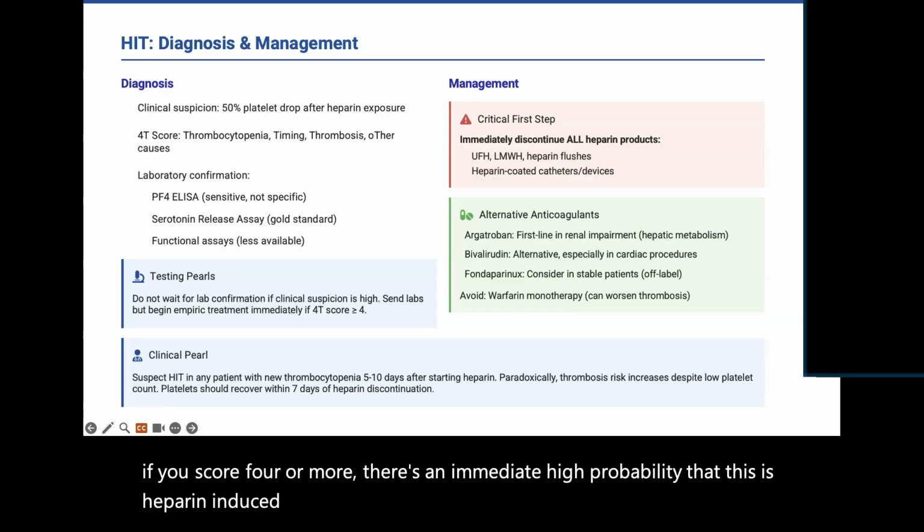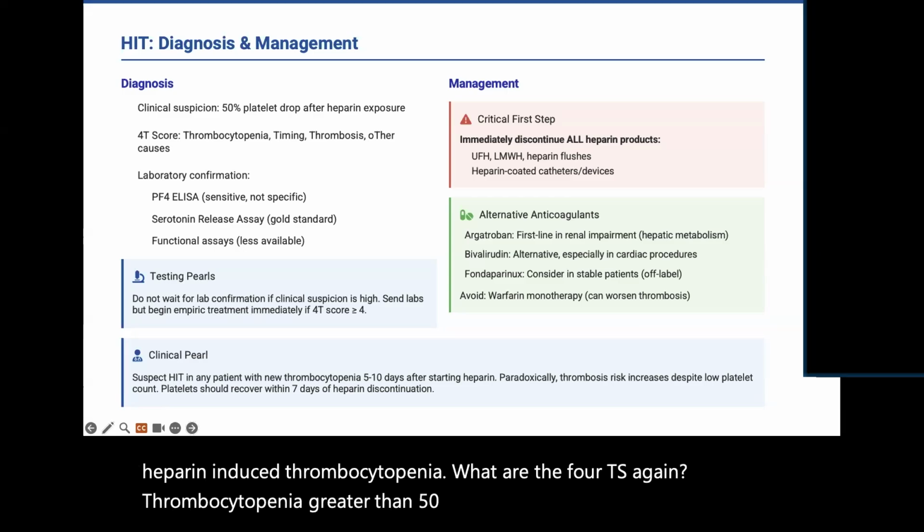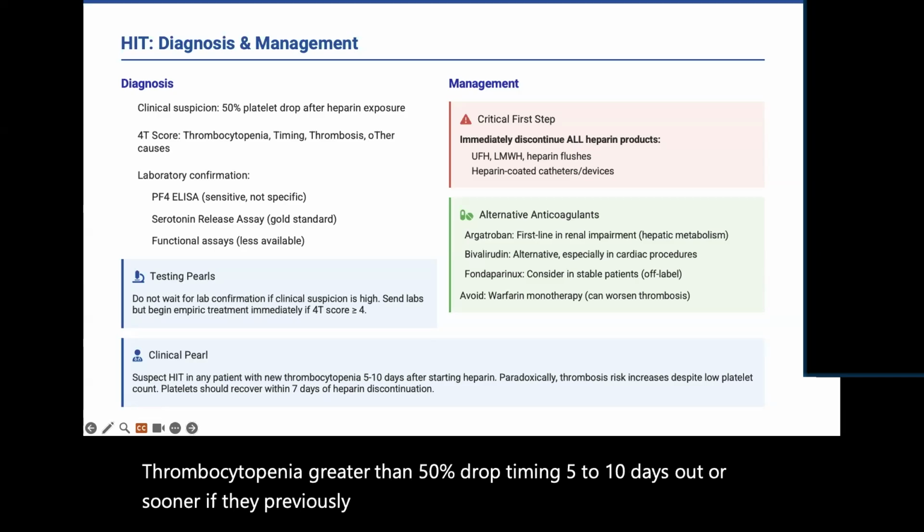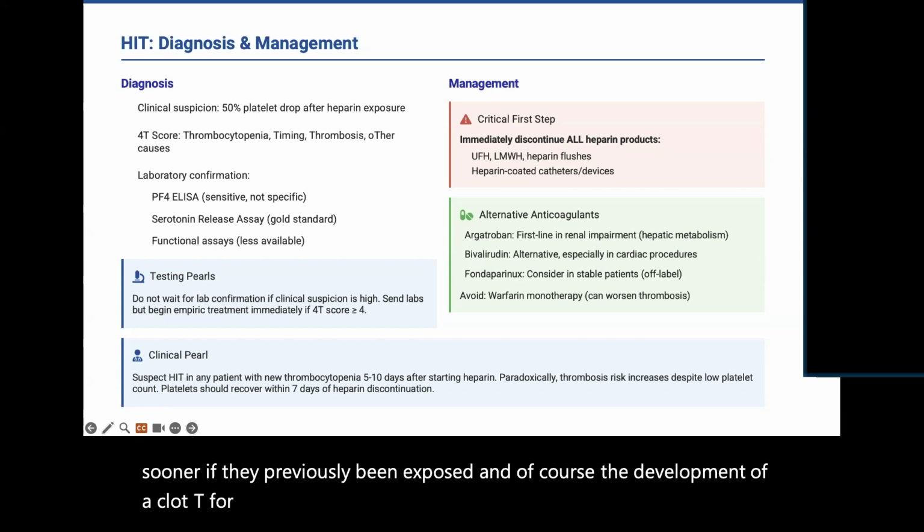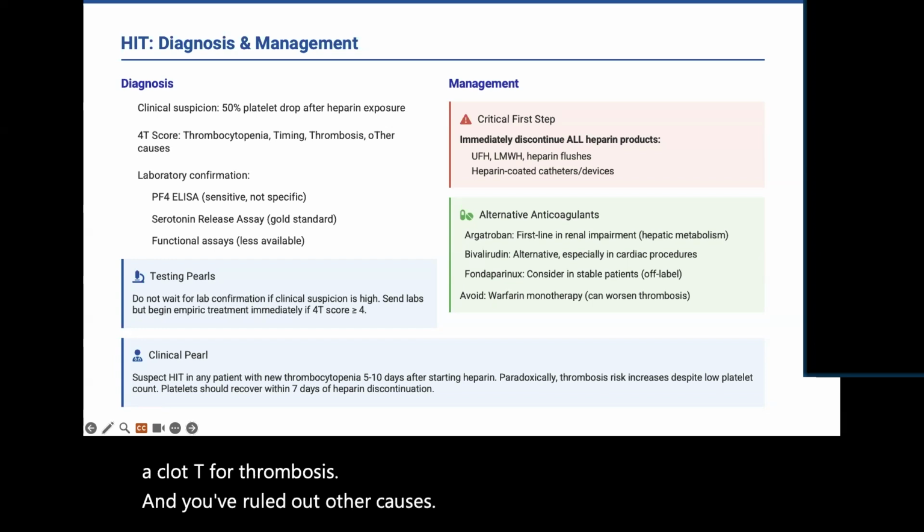So if you score 4 or more, there's an immediate high probability that this is heparin-induced thrombocytopenia. What are the 4 T's again? Thrombocytopenia, greater than 50% drop. Timing, 5 to 10 days out or sooner if they've previously been exposed. And of course, the development of a clot, T for thrombosis. And you've ruled out other causes.